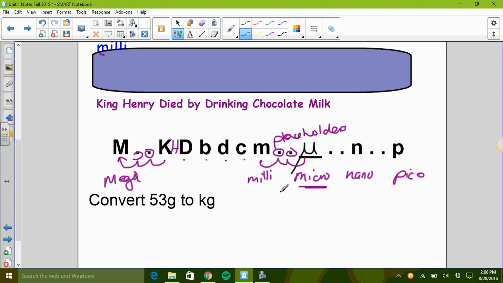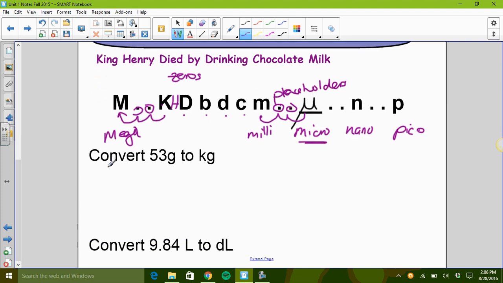All right, so the reason we need to know that all of these zeros or placeholders exist across this number line, across this metric system, is because it helps us with conversions. And we will be converting a lot in some of our later units. However, right now I want you to get comfortable with using the metric system.